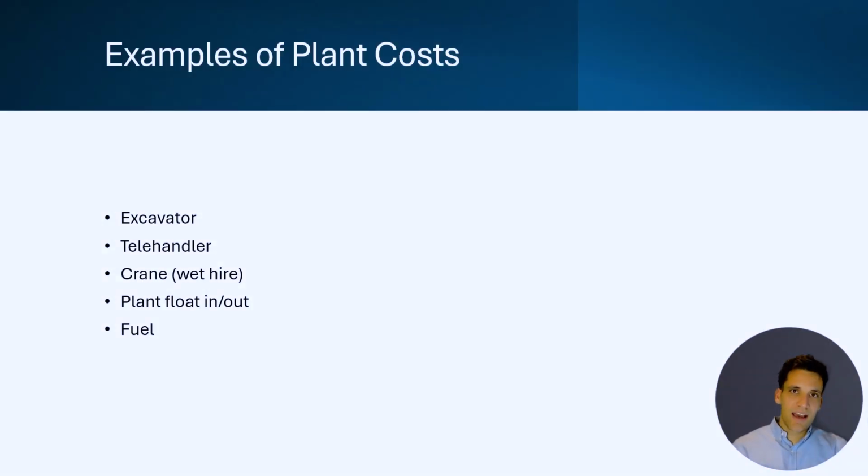Some specific examples of these types of costs would be an excavator, telehandler, wet hiring a crane from a crane company, floating plant in and out the site, and even just having to pay for the fuel for all the plants. So all these costs form part of our plant costs. So we need to consider them differently in our estimate. And again, that's why I keep saying estimating plant costs is difficult, because there's such a broad range of different costs we have to consider compared to something like estimating labor.